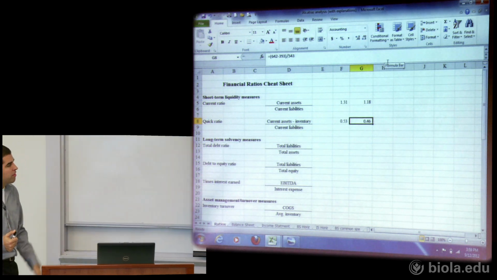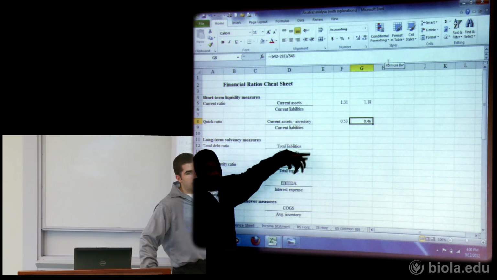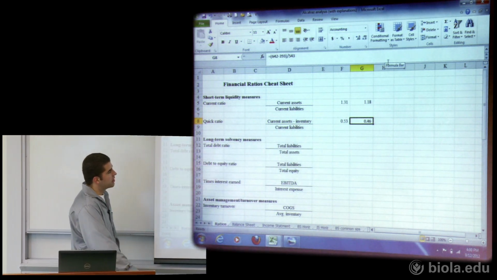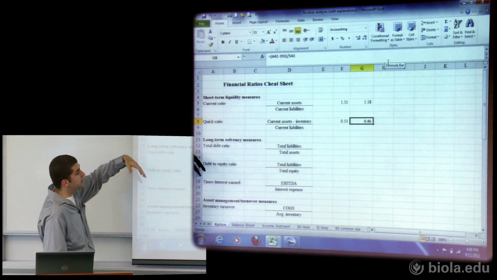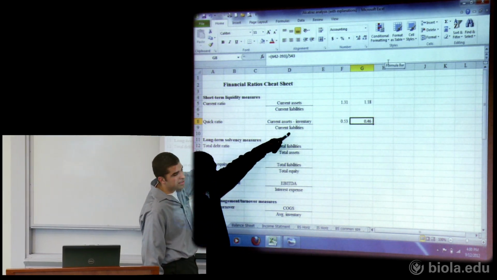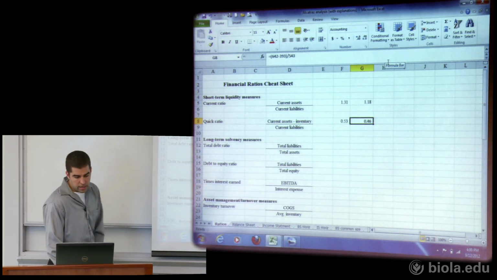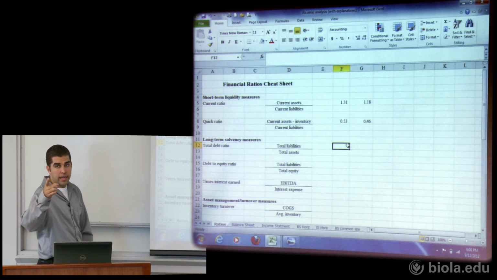Anywhere between 0.5 and 1 is probably good, because inventory a lot of times is a big component of a lot of businesses' operations. It's quick because what assets could we sell quickly in order to pay our debts? Inventory sometimes takes a little bit longer, and so sometimes this ratio is used as well. Okay, we good there? Next.